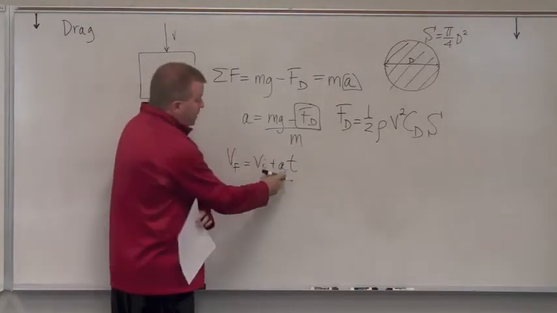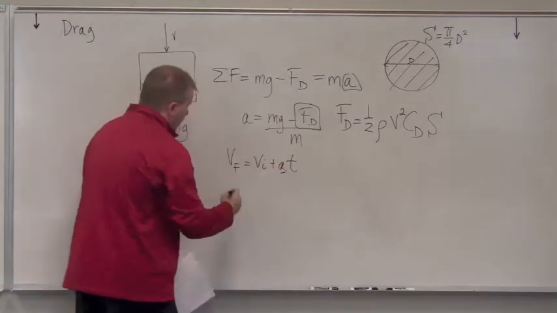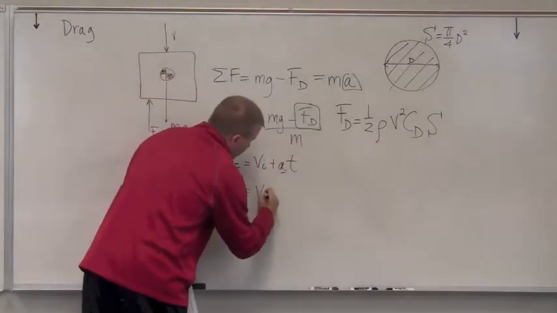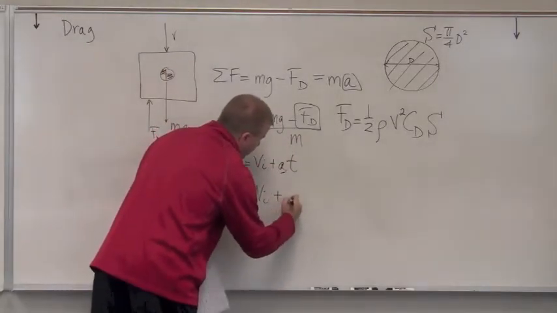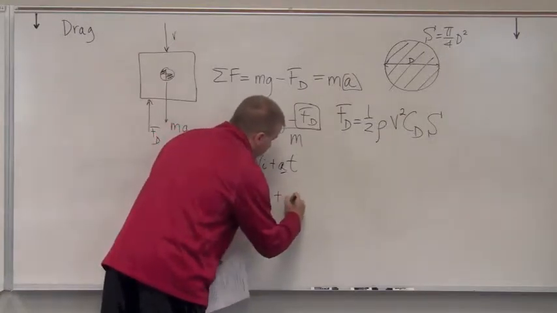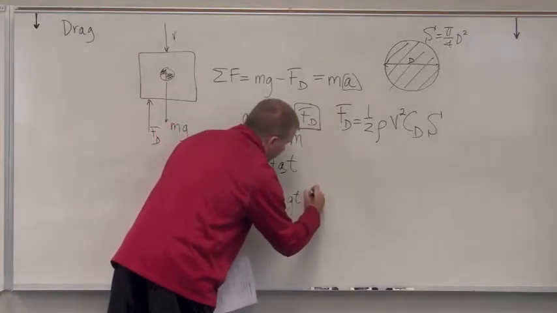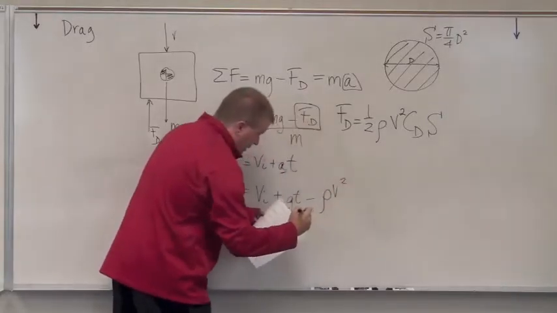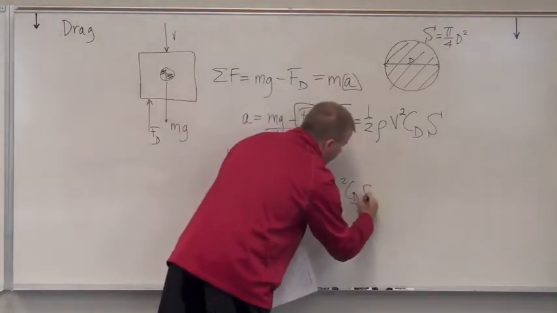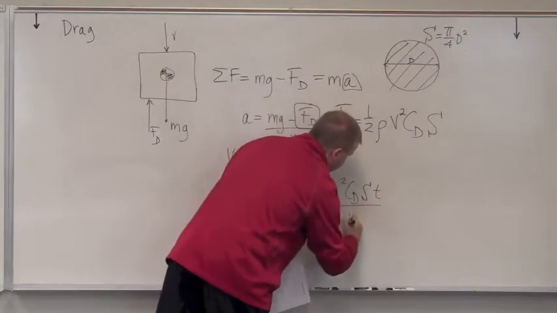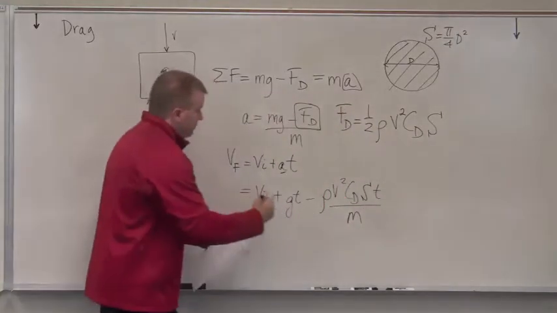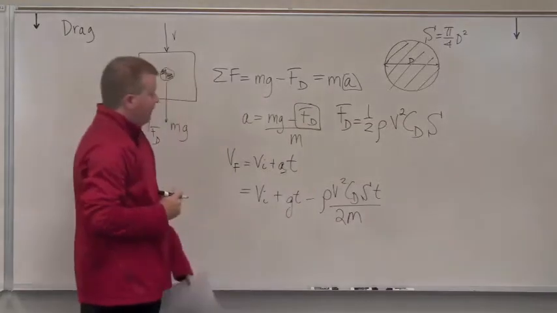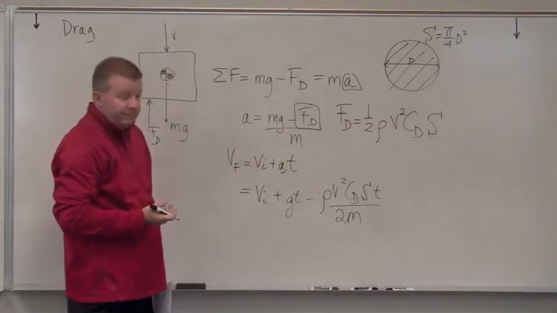But we're not. So we've got to plug in for acceleration. What we end up getting is initial velocity plus, and he's got it down here, gravity times time minus rho v squared C sub D S t divided by 2m, actually 2m because of the 1/2. So that's what we'll end up using.